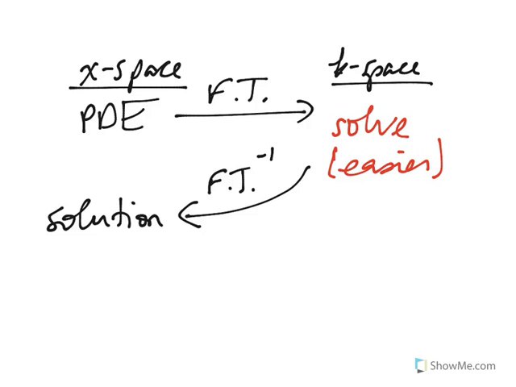Now, we keep talking about the operations being easier. What do we mean? Well, there's an example that's fairly easy to show. It's about taking the Fourier transform of a function that's a derivative. So, imagine we have a function u, and we want to take the Fourier transform of u prime.